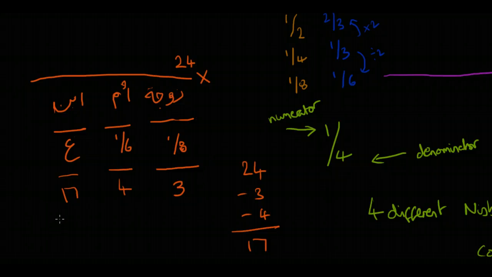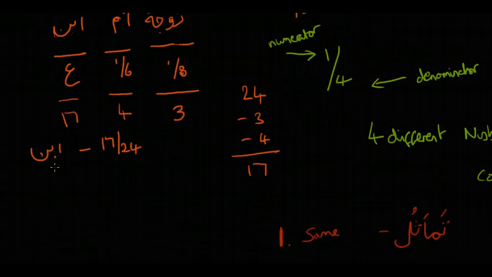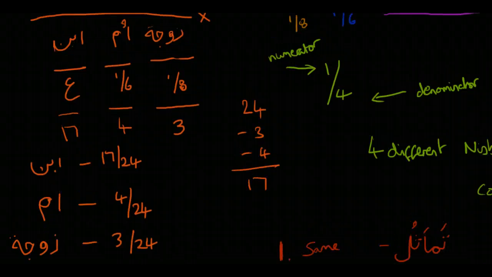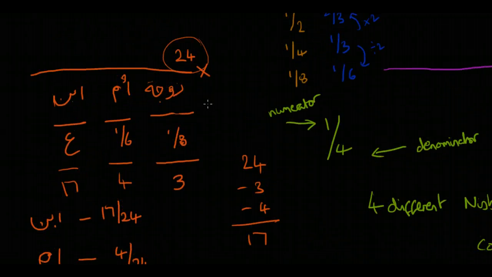The son receives 17 24ths, the mother receives 4 24ths, and the wife receives the remaining 3 24ths. So that's how we work it out, and key to that is the lowest common denominator, which we put in there.